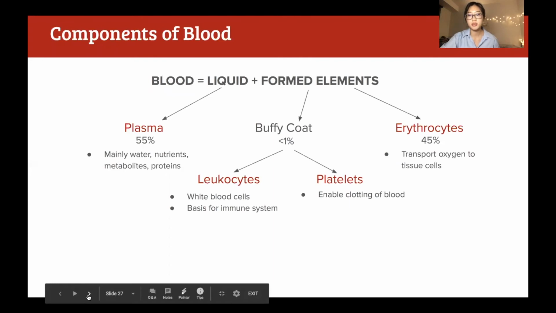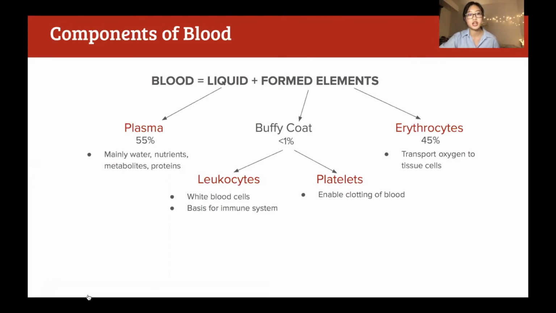Okay, so what is blood made of? Blood is made of liquid elements and formed elements. So under liquids, we have plasma. Plasma accounts for 55% of blood. Plasma is basically just the fluid medium that everything is dissolved in, from nutrients to metabolites and proteins. It's basically water-based, remembering that.